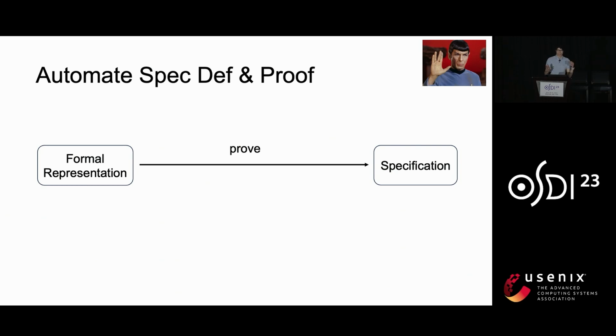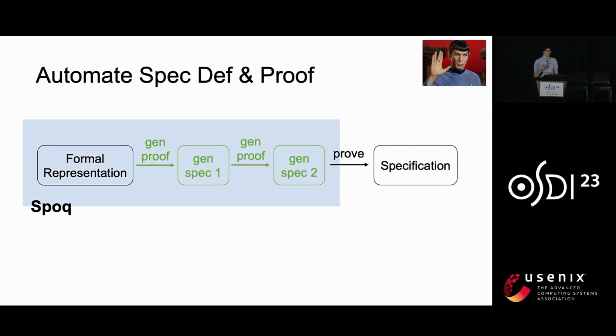So now we have a formal representation of the source code. We need to define a specification to model its high-level behavior, and we need to prove that the code indeed satisfies the specification. Obviously, there is a huge gap between the code and the specification, and the proof will be long and tedious.